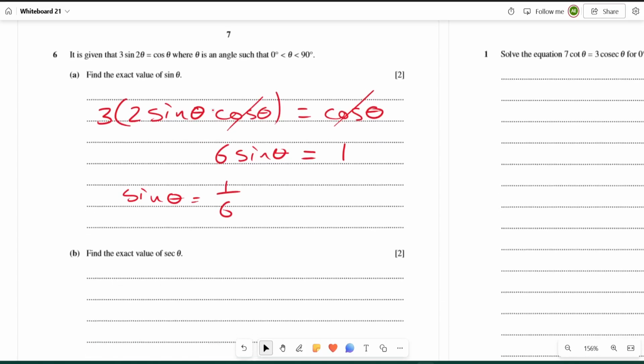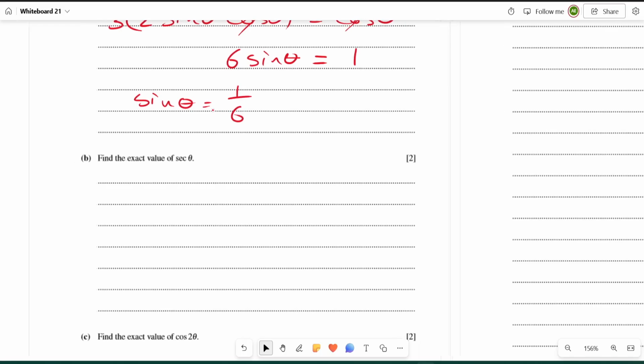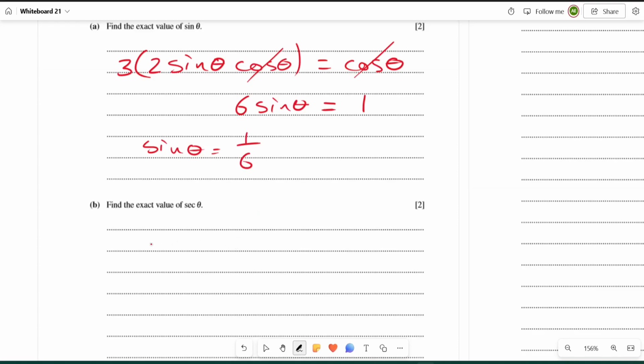Questions are going to get progressively harder, so stick around. This is just a refresher, and then I will show you how to solve the harder questions. Now the question says find the value of secant theta. What is secant? Secant theta is equal to 1 over cos theta. So if I find cos theta, I can reverse it, and then I can find secant theta.